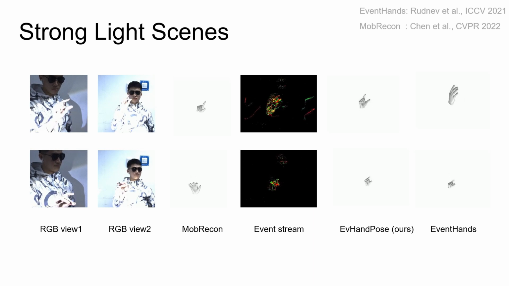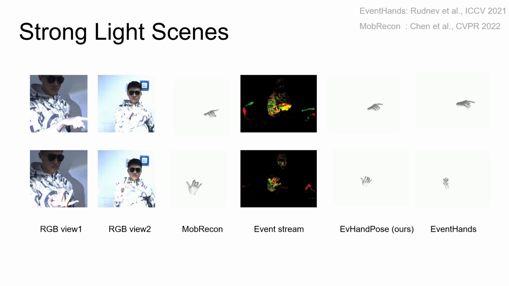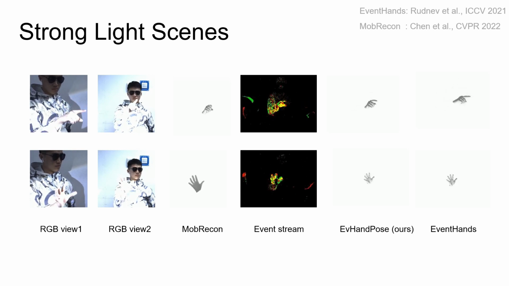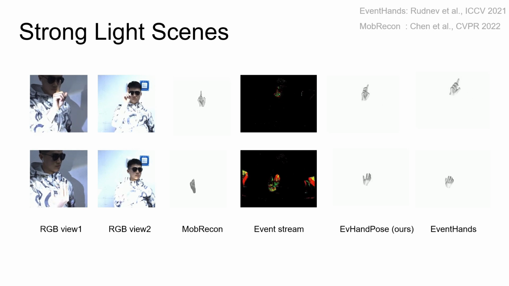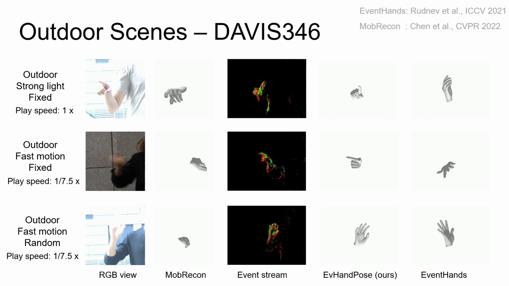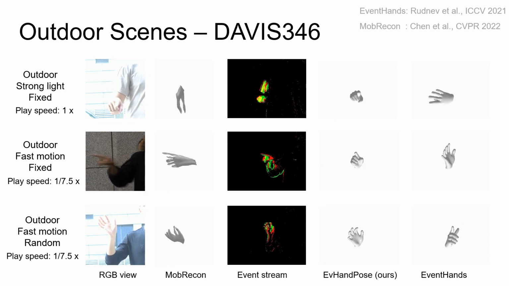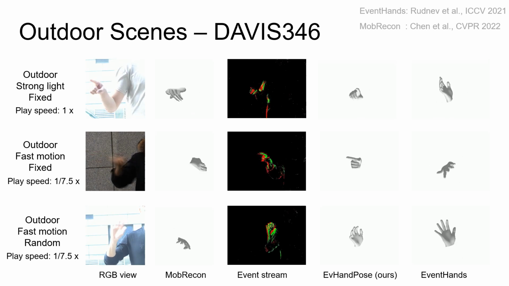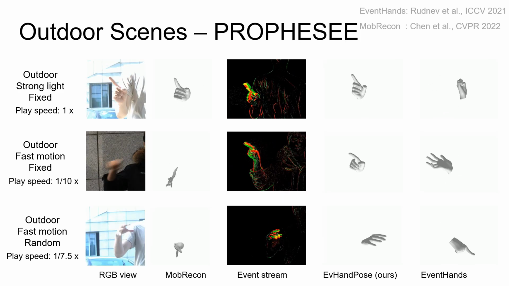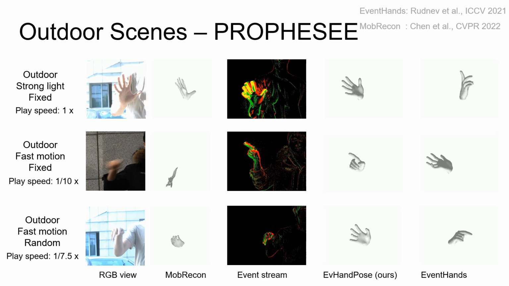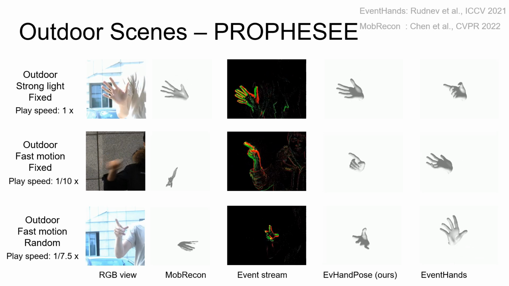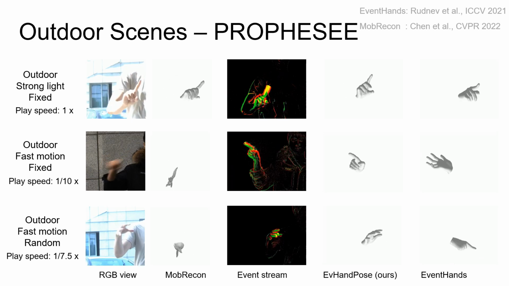EvHandPose predicts more accurate hand poses than MobRecon on strong light sequences. EvHandPose can generalize well to strong light scenes and extract efficient edge and hand flow features, thus achieving robust 3D hand pose estimation. In outdoor scenes, EvHandPose shows more robust hand pose estimation under strong light and fast motion, which derives from the stable motion representation from outdoor event sequences and the weakly supervised framework. When directly testing the models on another type of event camera, our method shows better generalization than EvHands. Our motion representation can extract shared motion clues among different event cameras.